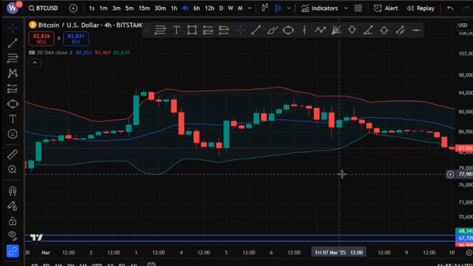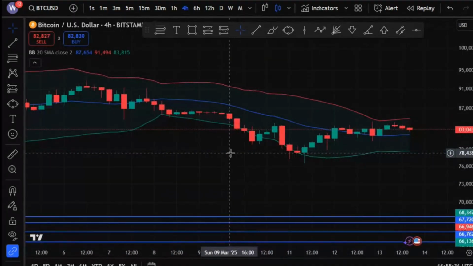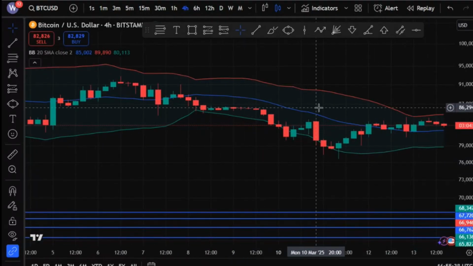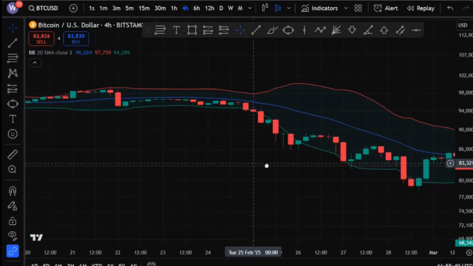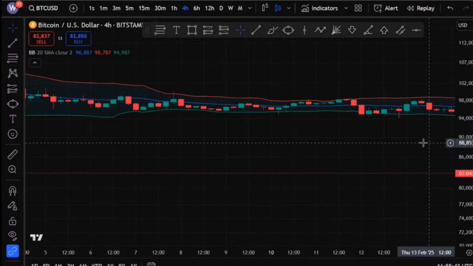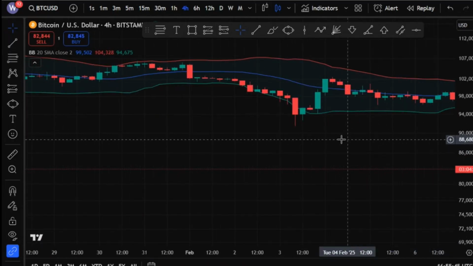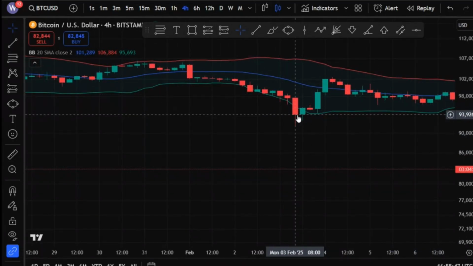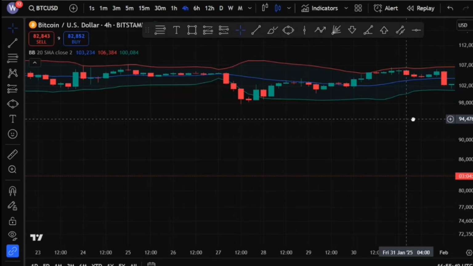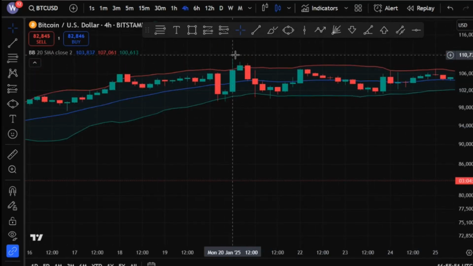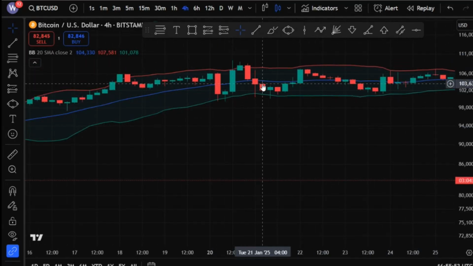Imagine that this blue line is like a magnet. Whenever the price goes too far from the magnet, it will pull back again to the blue line. See this? When it goes below the green line, it needs to pull back to the blue line. Whenever the price goes above the red line, it will need to pull back to the blue line again. So this is how you read your Bollinger Bands.